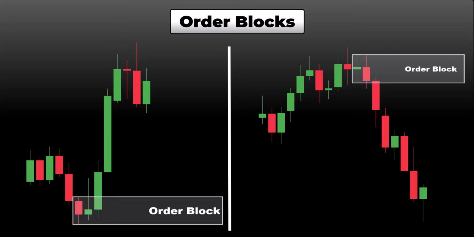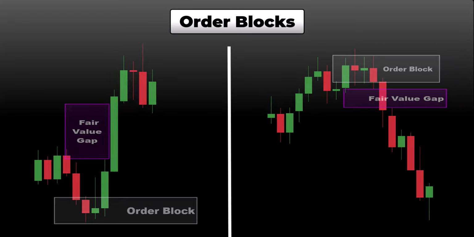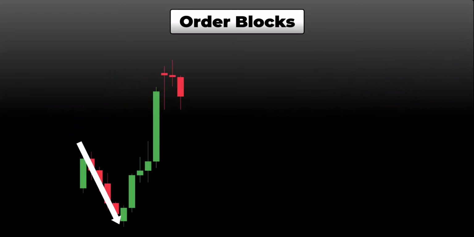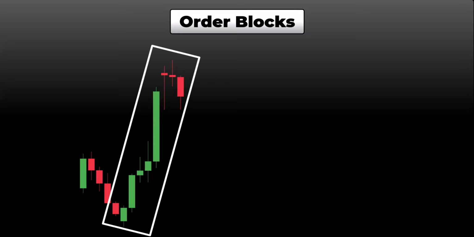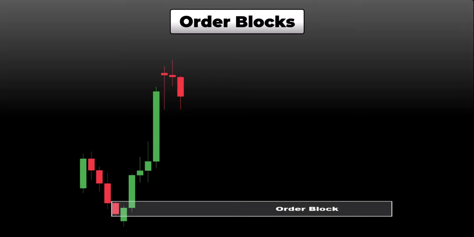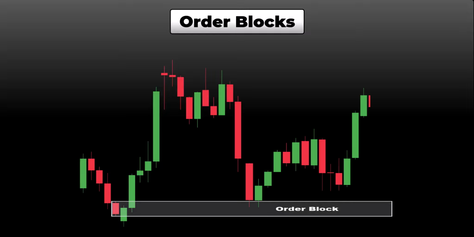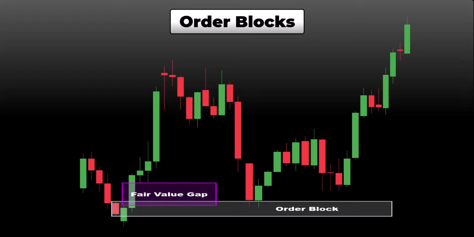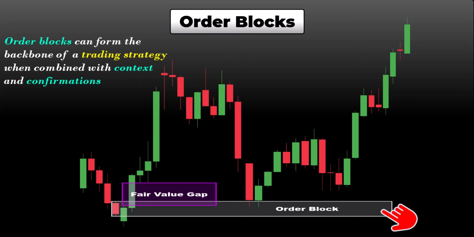High probability order blocks often form with displacements or fair value gaps, adding strength to the setup. For example, if price trends lower and then switches bullish with strong displacement, the last bearish candle before the move marks a bullish order block. Price often revisits it before pushing higher. Traders often refine entries by requiring a fair value gap alongside the order block, but even alone, order blocks give strong insights. You'll notice how often price reacts from these zones. Order blocks can form the backbone of a trading strategy when combined with context and confirmations.